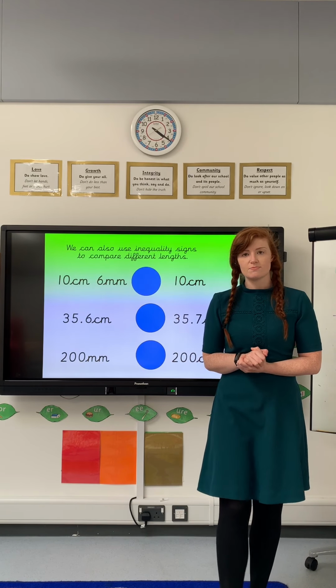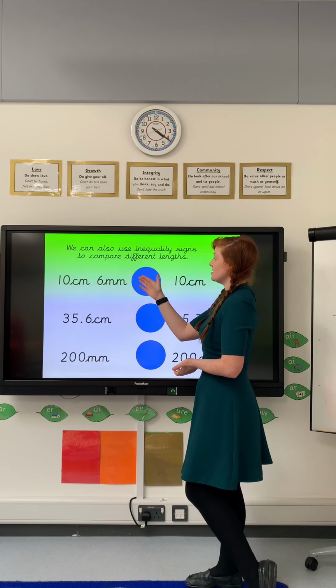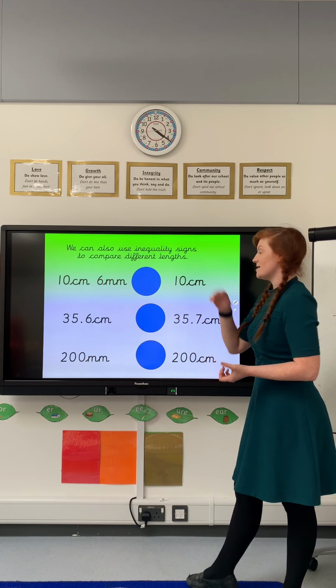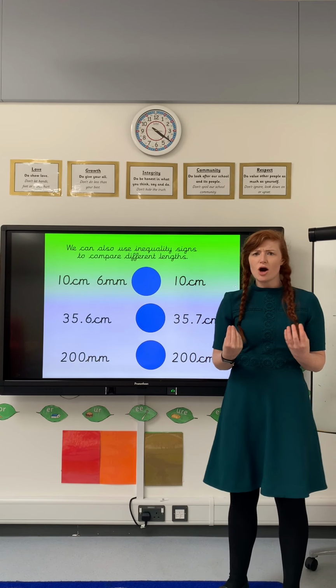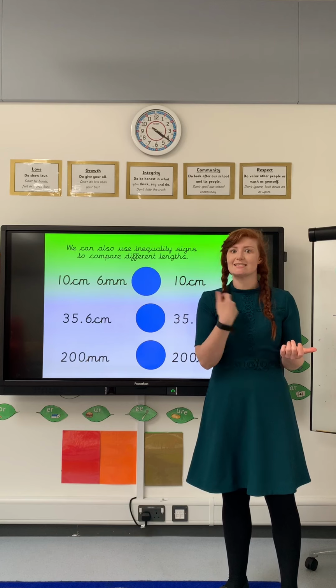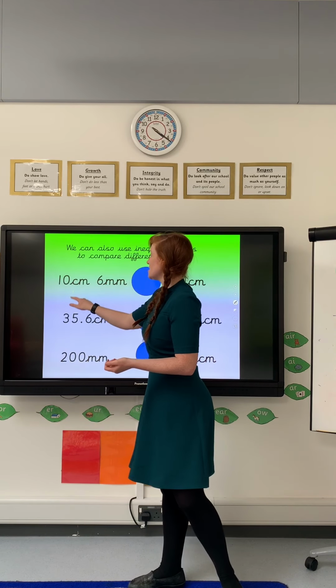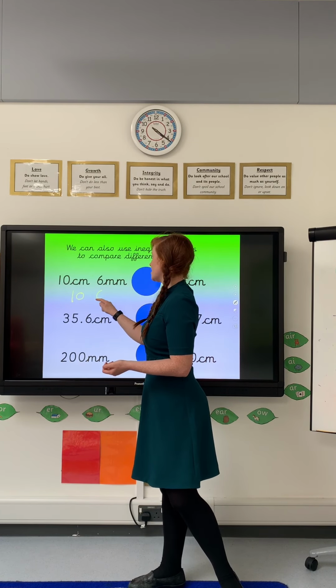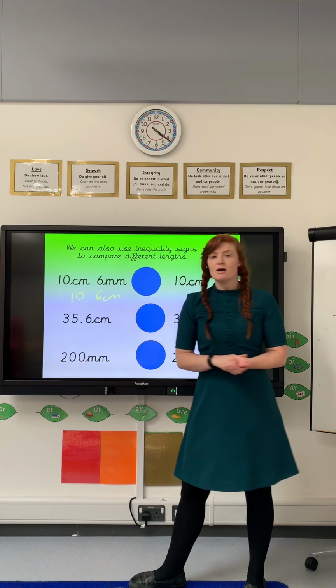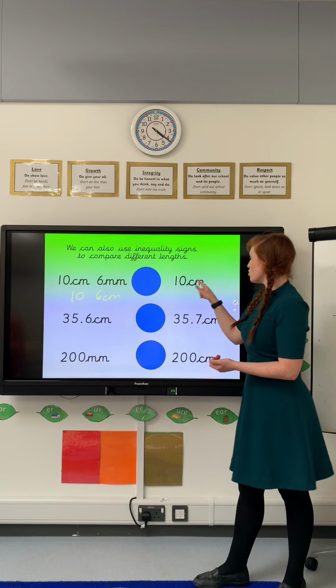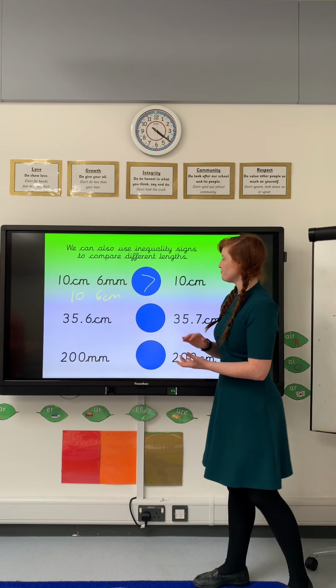Now I've got some other ones. So I've got 10 centimetres and 6 millimetres, and 10 centimetres on its own. Well, I know that 10.6 centimetres is the same as 10 centimetres and 6 millimetres. So I know that that's 0.6 more than 10 centimetres, so it's going to be bigger.